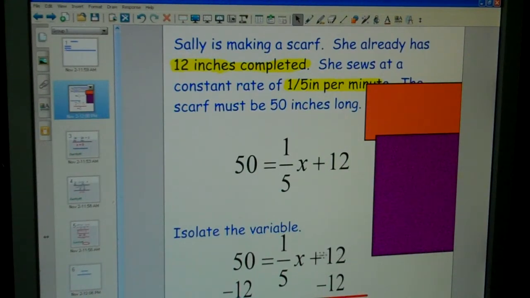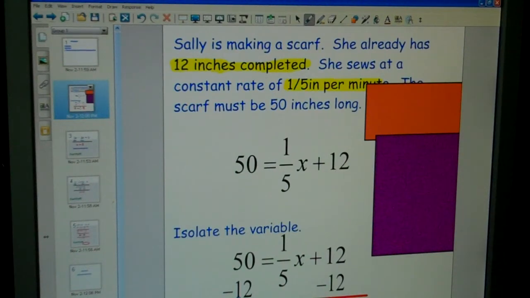Okay. So you can see how I've done that. I've canceled my constant on both sides by doing the inverse operation. Plus 12, the inverse is minus 12. Okay, here we go. Minus 12 on both sides. Well, then we get 1/5 x equals 38. Well, how do I get rid of this multiplication here? Or this division problem, I'm sorry. I have to multiply by the reciprocal, which is 5/1.